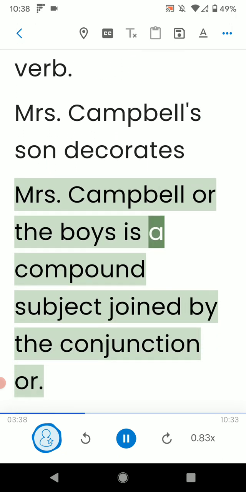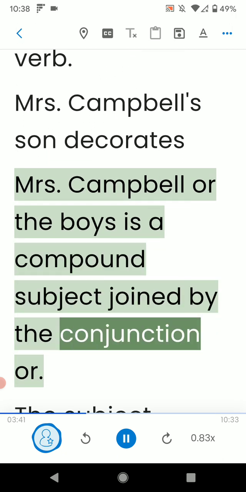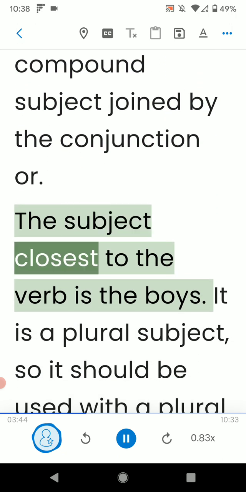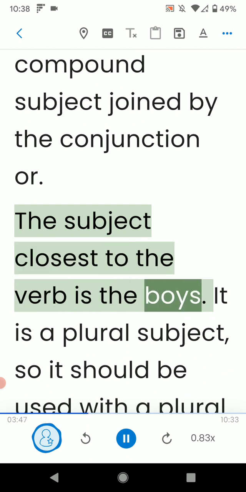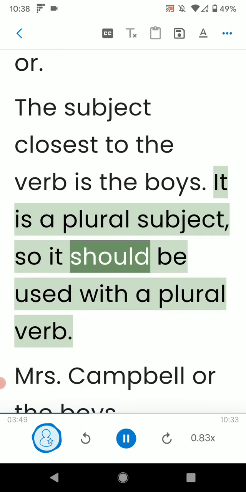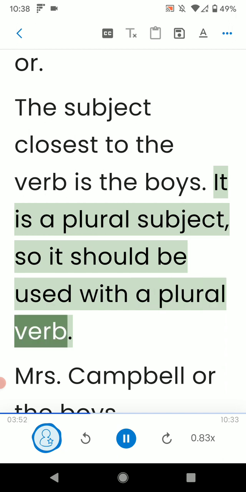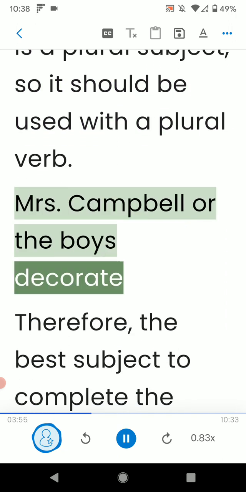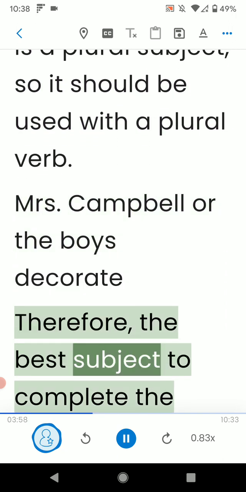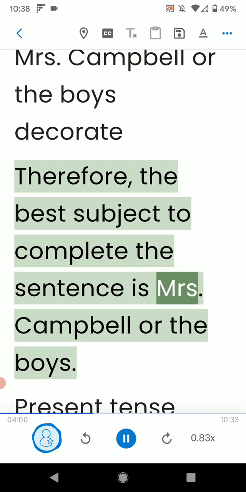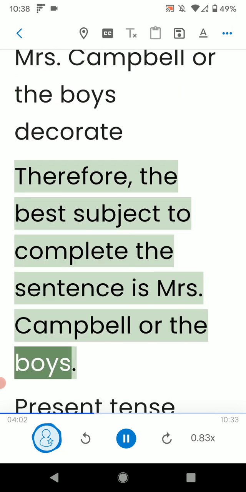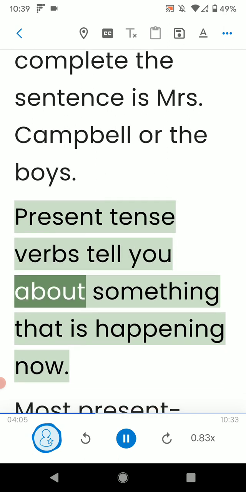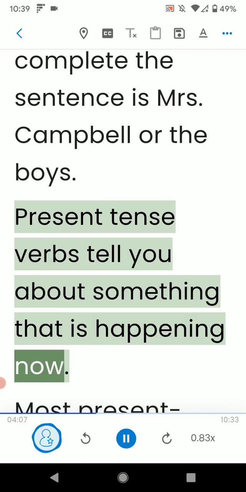Mrs. Campbell or the boys is a compound subject joined by the conjunction or. The subject closest to the verb is the boys. It is a plural subject, so it should be used with a plural verb. Mrs. Campbell or the boys decorate. Therefore, the best subject to complete the sentence is Mrs. Campbell or the boys.